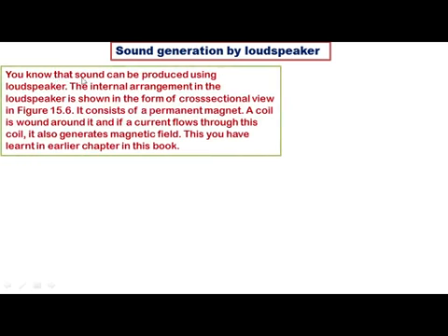Sound generated by loudspeaker. You know that sound can be produced using a loudspeaker. The internal arrangement of a loudspeaker is shown in the form of a cross-sectional view in figure 15.6. It consists of a permanent magnet and a coil wound around it, and if current flows through this coil, it also generates a magnetic field. This you have learned in an earlier chapter in this book.